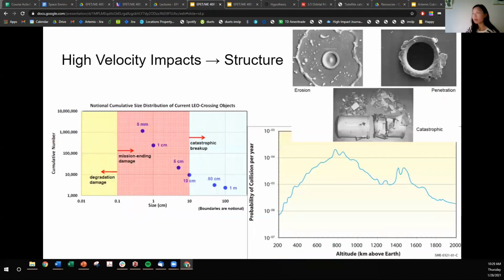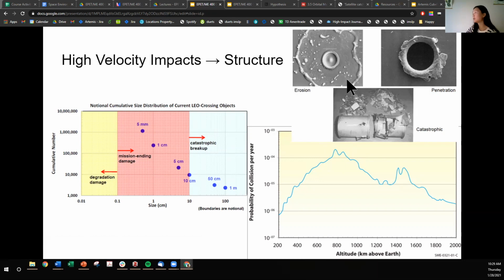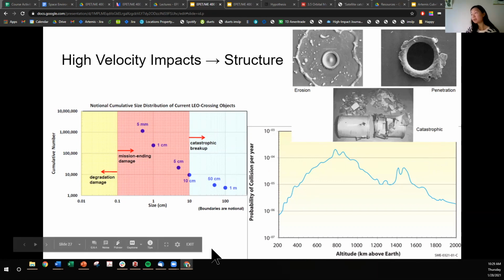The last thing that I want to talk about before I leave are high velocity impacts. As we were talking about, there are different particles in space that can impact your spacecraft, and they can do destructive damage, from erosion to penetration to catastrophic events. There are a distribution of different sizes of particles in space. It also depends on the altitude. So I just want to focus in on this little snapshot.